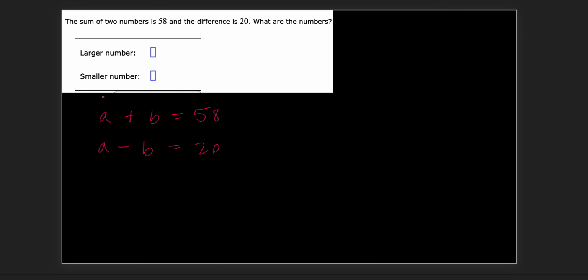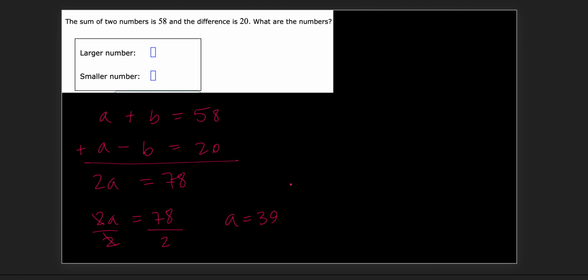The A's are lined up, the B's are lined up, the numbers are lined up, and the B's will add up to 0. So that's good. So I'll go ahead and add those. This is 1A plus 1A, that's 2A. The B's add up to 0, so I have equals 78. And so to solve for A, I need 2 to go away from A. I'm going to do the opposite operation, divide. So A is 78 divided by 2, which is 39.